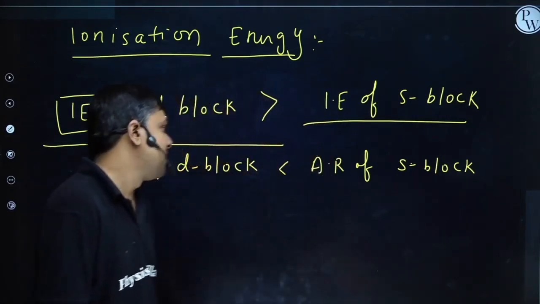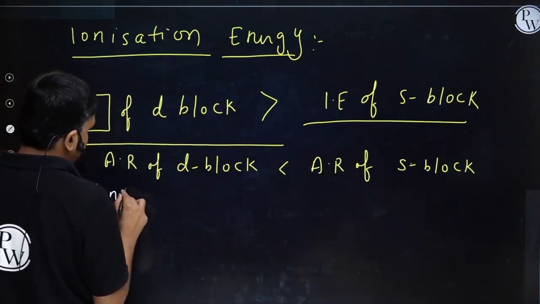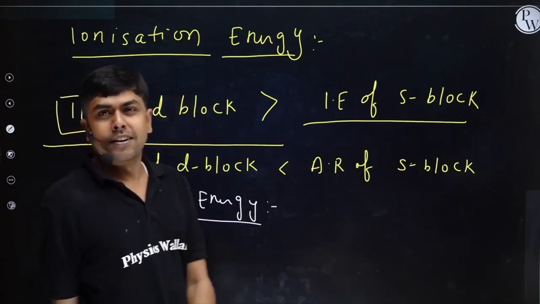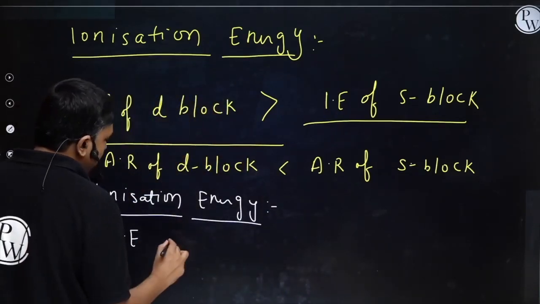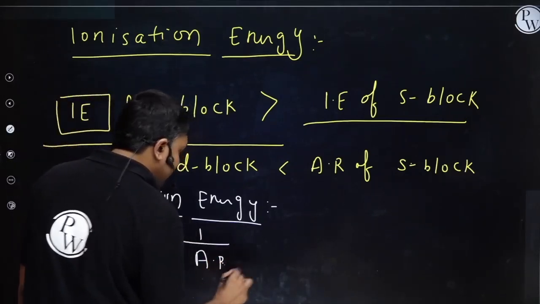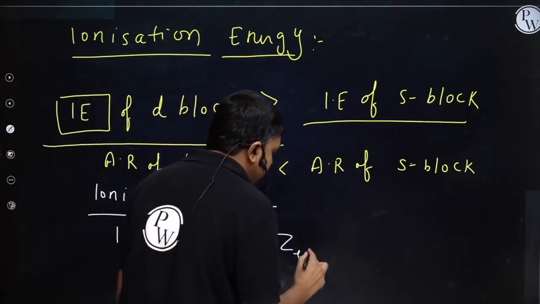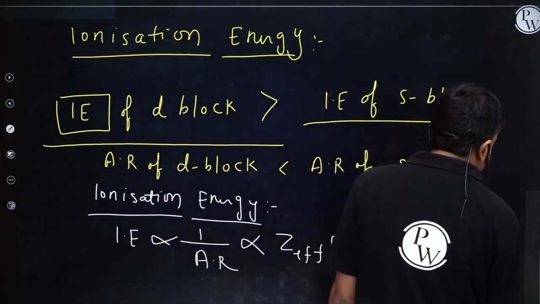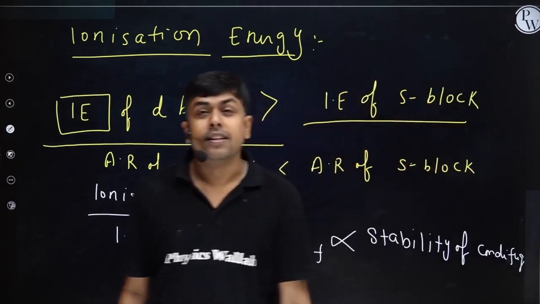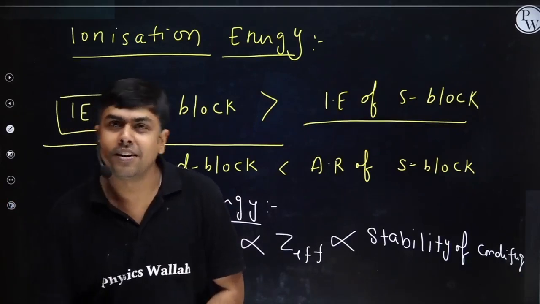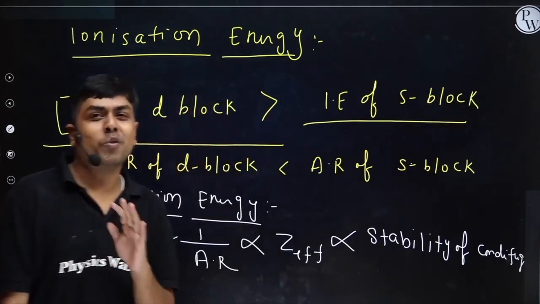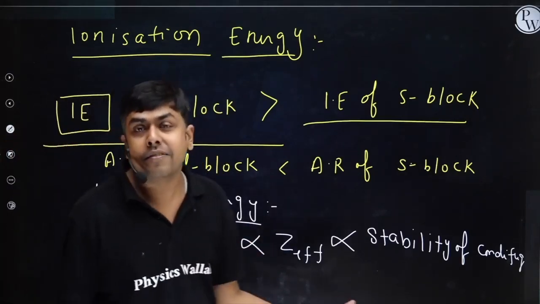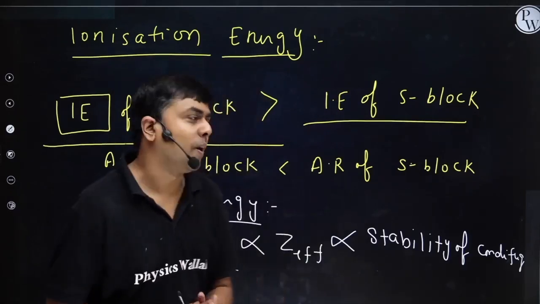Next, if I talk about ionization energy, it primarily depends on three factors. Factor number one, it is inversely proportional to atomic radius, directly proportional to Z effective, and also directly proportional to stability of configuration. In general, half filled and fully filled subshells are more stable, so their ionization enthalpy will be more. Am I clear, students? Higher the effective nuclear charge, more will be the ionization enthalpy. Okay, now let's see the trend.